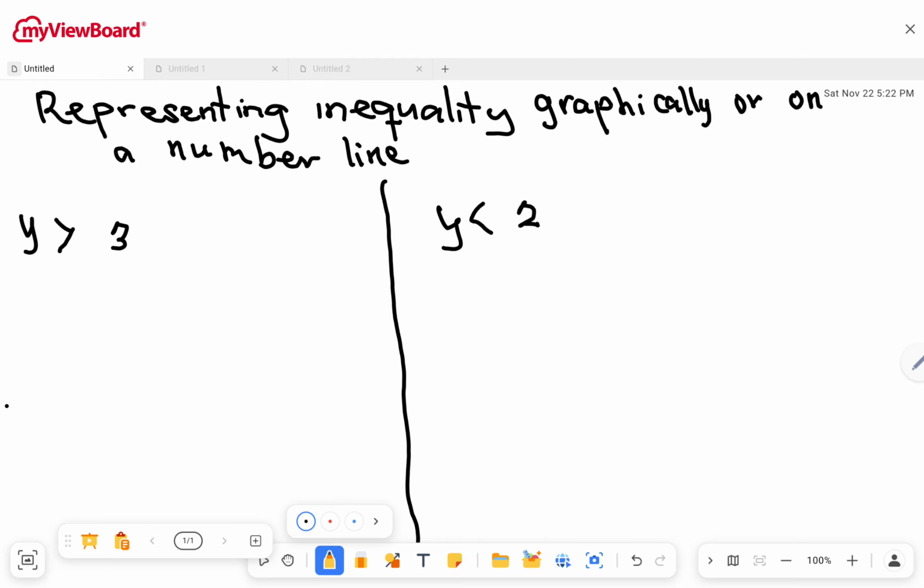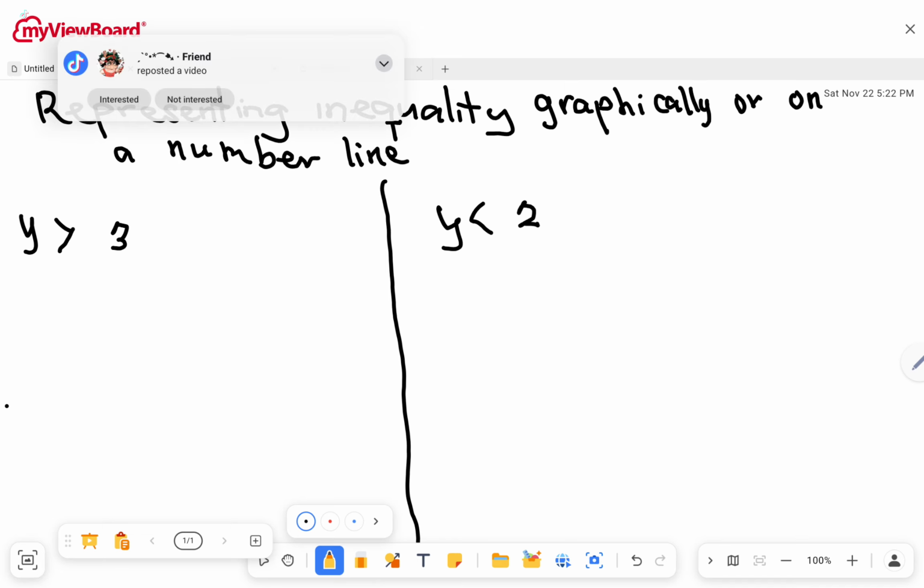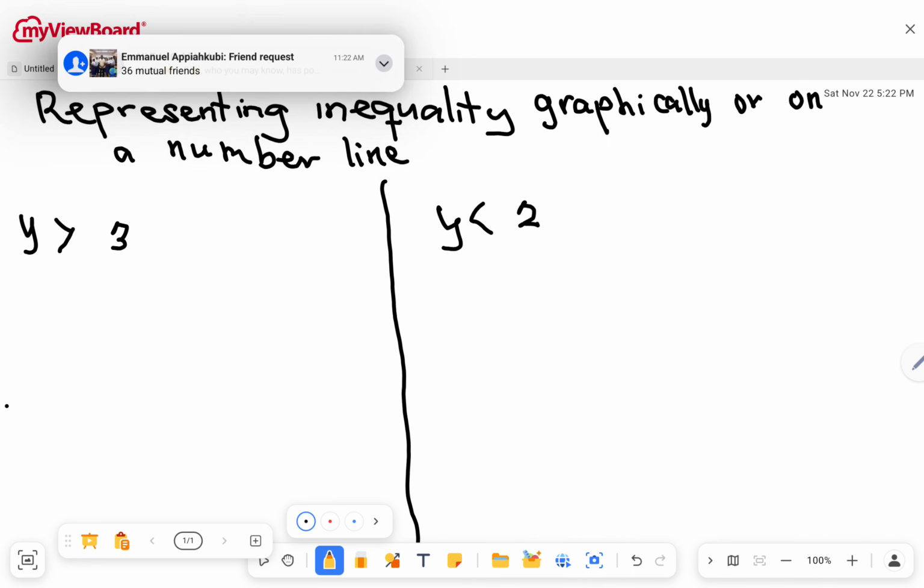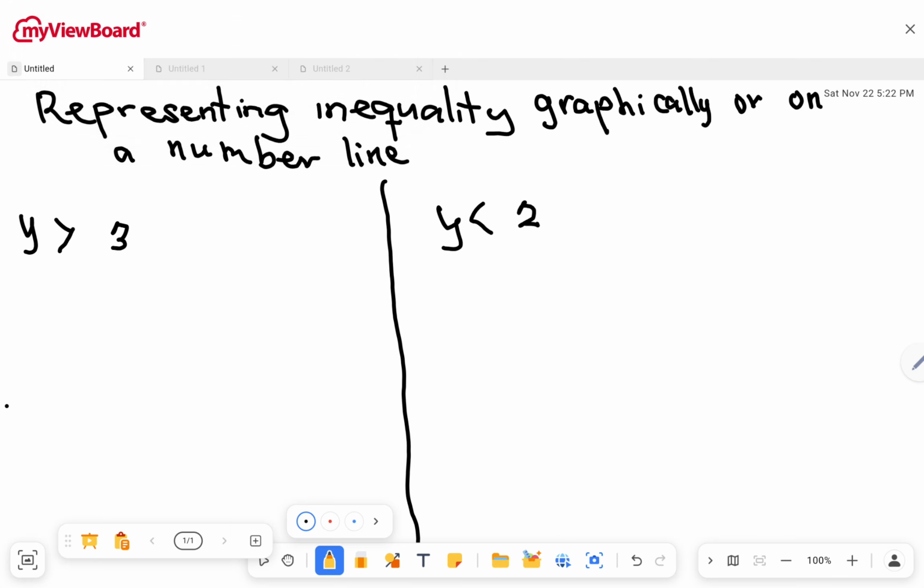And most of you students find it difficult to do so. So today my video is about how to represent your inequality answer graphically or on a number line. We are going to do a series of them, different ways of representing your answer, depending on the inequality sign.